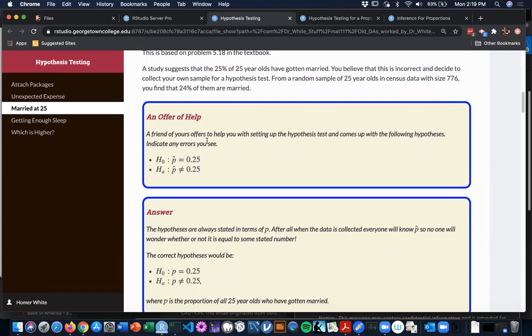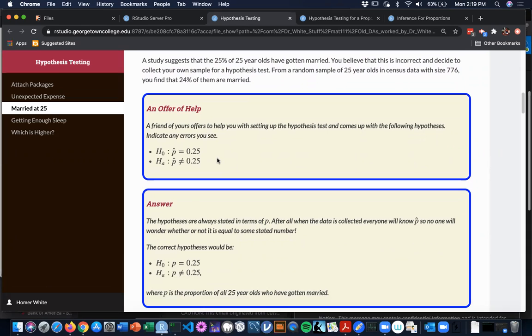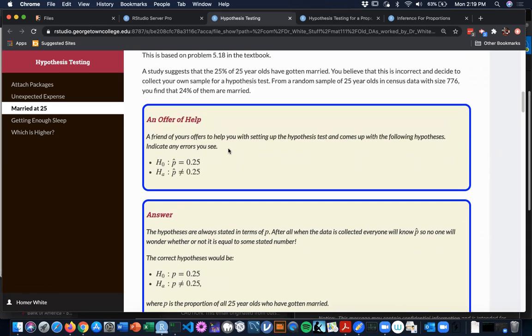Say you get on to the part of the prepare step where you have to set up a hypothesis test. You already know that the p you're interested in is the proportion of all 25-year-olds that have gotten married. And your friend thinks that the null hypothesis should say that p-hat is 0.25 and the alternative should disagree.